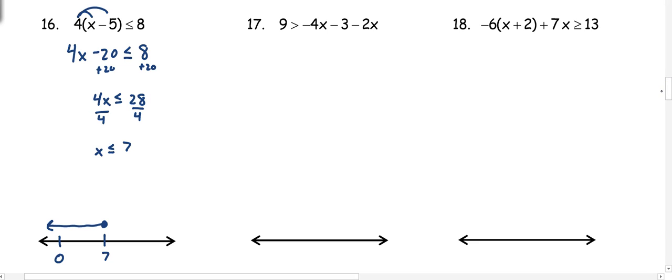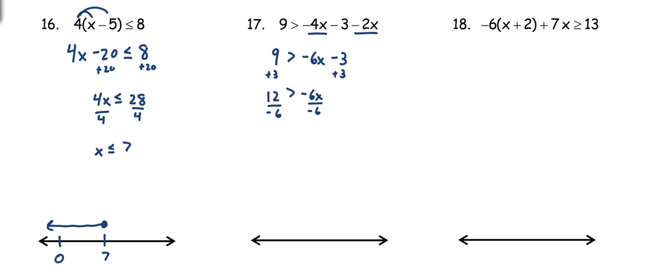Number 17, in order to solve for x, we need to combine our like terms. We have these two x's that combine. Remember when they're on the same side of the symbol that we use the signs they have to combine. So we have 9 is greater than negative 6x minus 3. So in order to solve for x, we're going to add 3 to both sides. And we get 12 is greater than negative 6x. We're going to divide both sides by negative 6. Now remember, when I divide by a negative number, I need to flip the symbol.